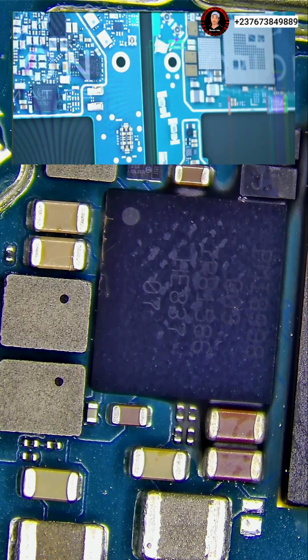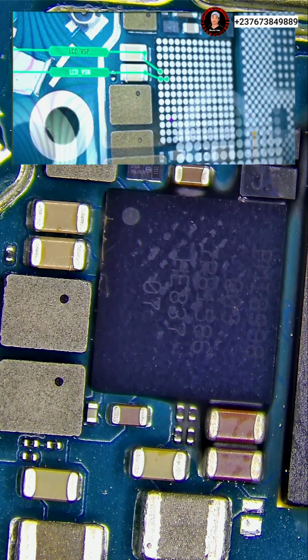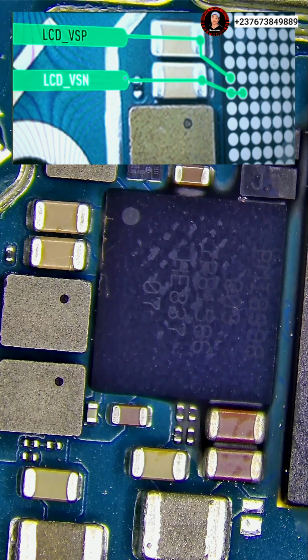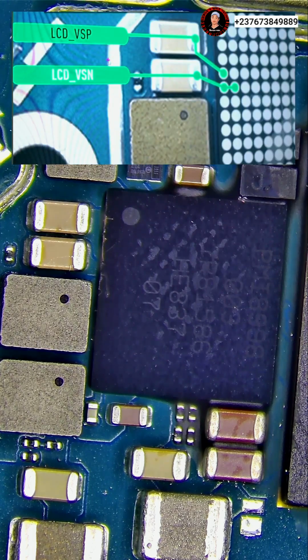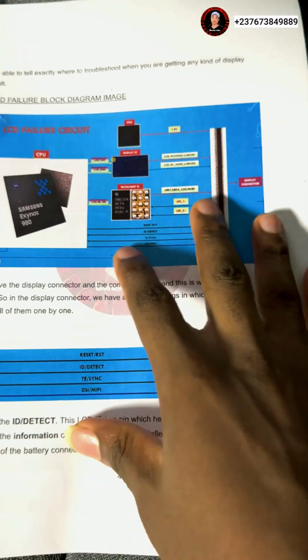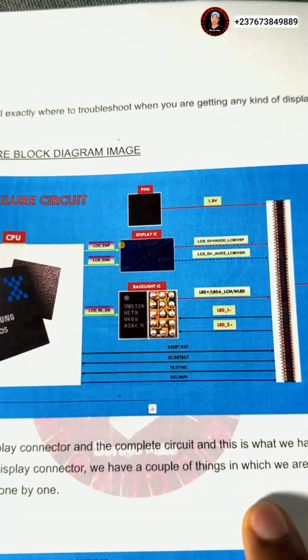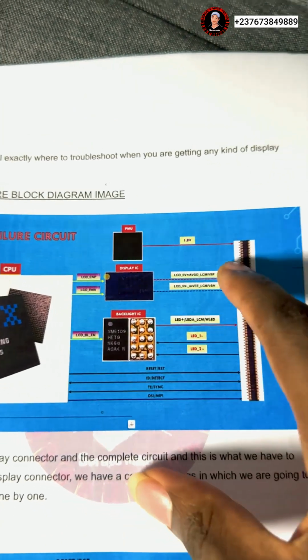Those two lines are going to the IC and going to the VSN and the VSP, and here we have the IC. The IC is being integrated with the charging IC, right? And the more you know about this section, the easier it will be for you to troubleshoot. Take a look at my book, you will see this circuit. This is the circuit that we are working on. If you take a look, you will see we have the display IC which is integrated into the charging IC in this video.